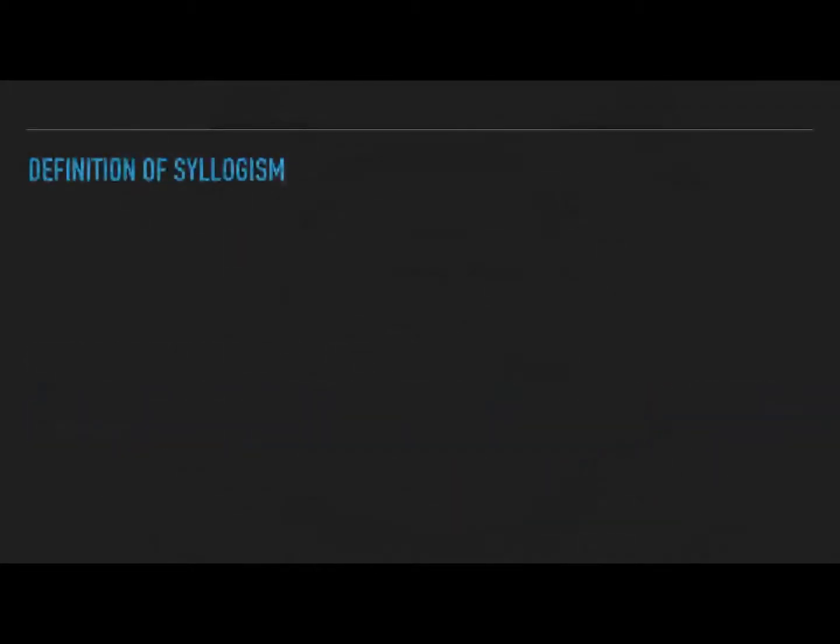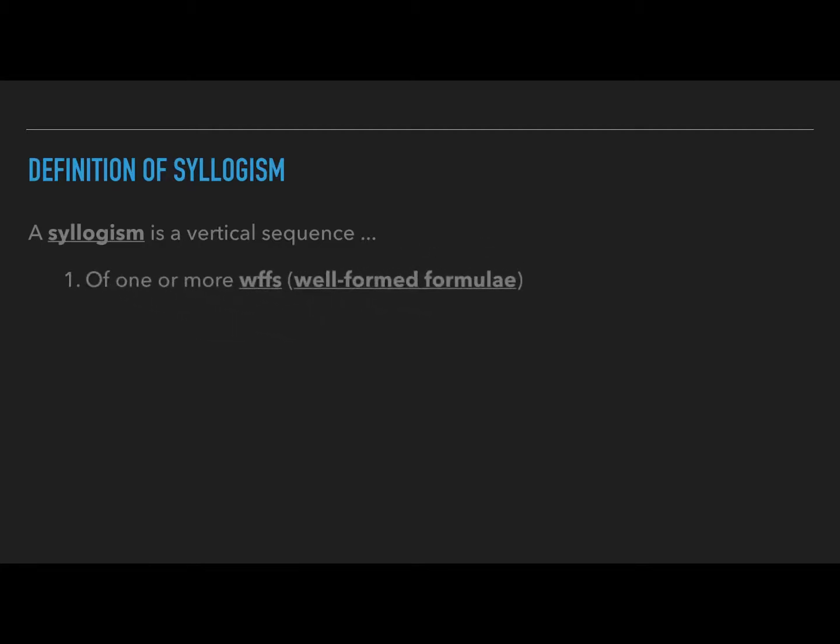I'll start with a review of the definition of a syllogism, which you've probably already read in the textbook. If you haven't, I would recommend going back to do that first, because this is going to be a quick recap, so it's fresh on your minds. So a syllogism, the technical definition of it, is a vertical sequence in which each line is going to be at least one, but possibly more, a woof, or a well-formed formula.